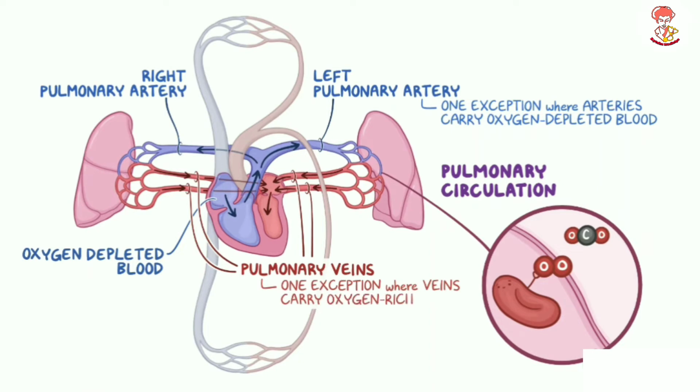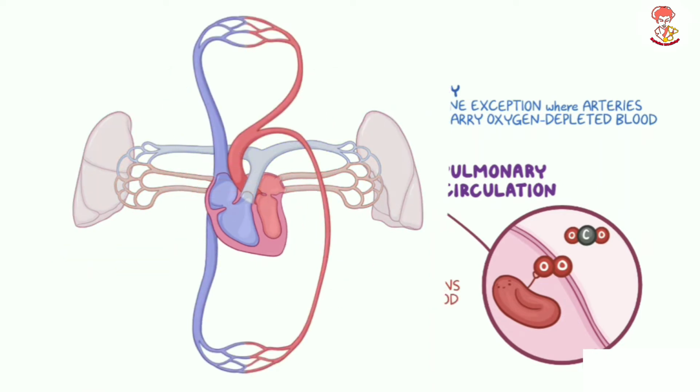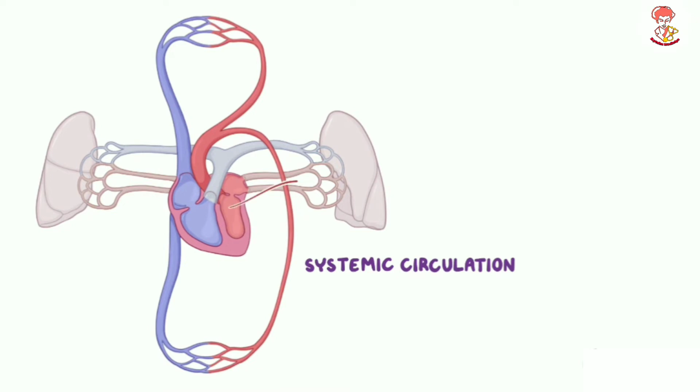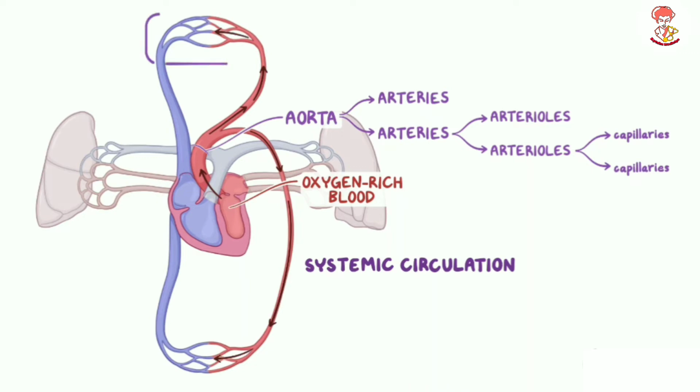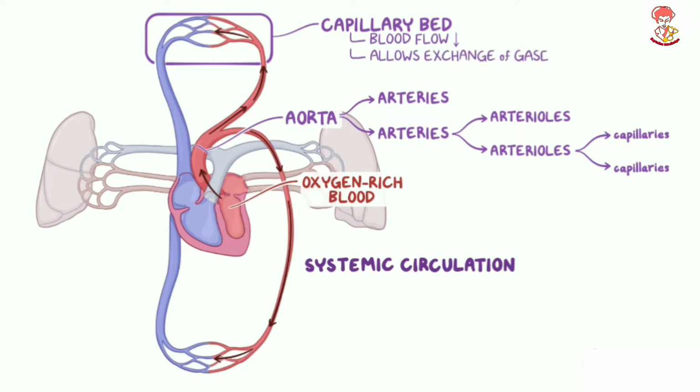Now this is where the systemic circulation begins, pumping oxygen-rich blood into the body's largest artery, called the aorta. Along its course, the aorta gives off smaller arteries that gradually branch into smaller vessels called arterioles. Near the body tissues, these arterioles further divide into smaller vessels called capillaries. These capillaries form small networks called capillary beds in which blood flow is reduced. This reduction in blood flow allows the exchange of gases, nutrients and waste products between the blood and tissues.